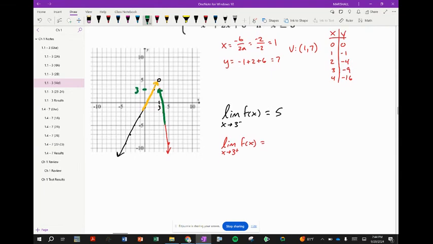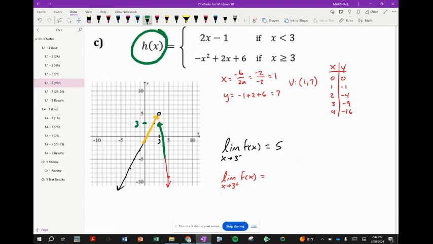Oh, you know what? I think I messed up. This function is called h. Glad I caught that. I want to change that to h of x right there. Details. It's Friday. You hear people leaving school, not paying attention.